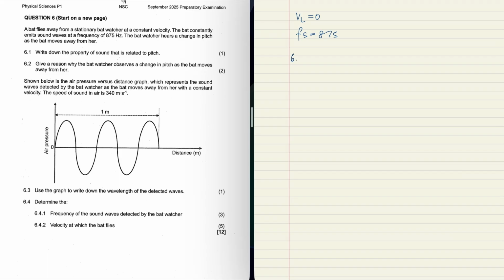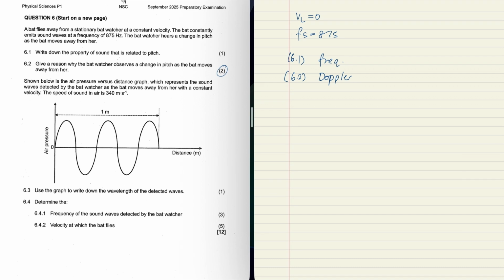So question 6.1, name the property of sound related to pitch, that is frequency. Question 6.2, give a reason why the watcher observes a change in the pitch. Well, that's because of the Doppler effect. And I suspect for 2 marks, they want you to define the Doppler effect.